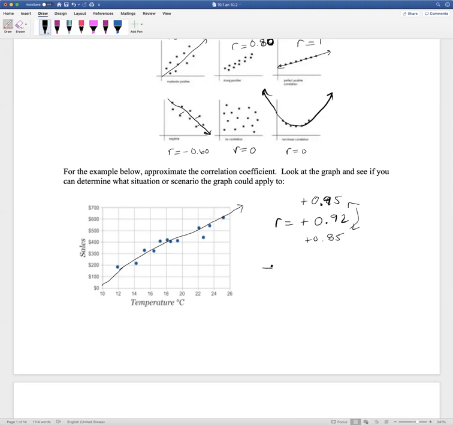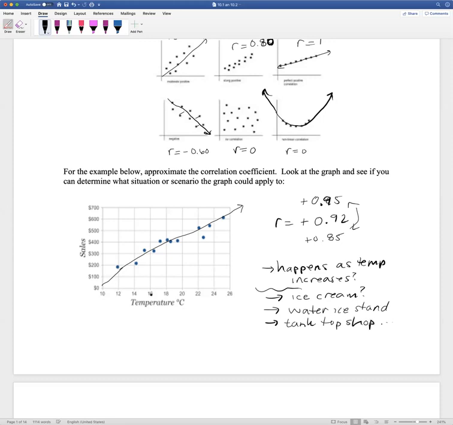So I want you to think about what happens as the temperature increases. As the temperature increases, what do people do? As it gets warmer and warmer outside, I could imagine this could be the sales of something like an ice cream store. Or maybe this could be the sales of a water ice stand. What else happens in the summer? Well, people buy t-shirts and tank tops, so maybe it's a tank top shop.